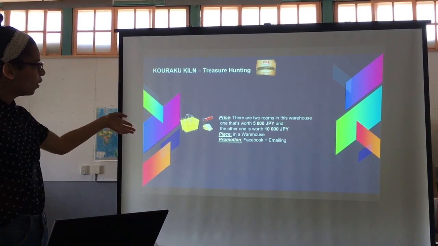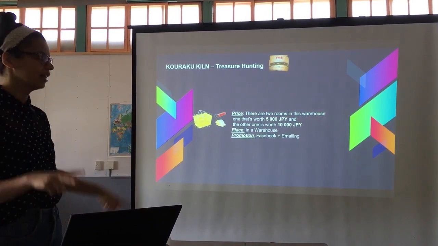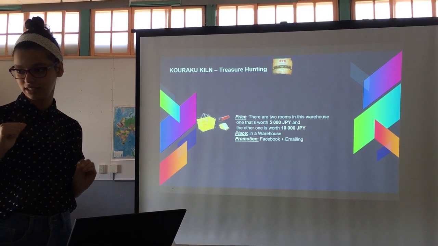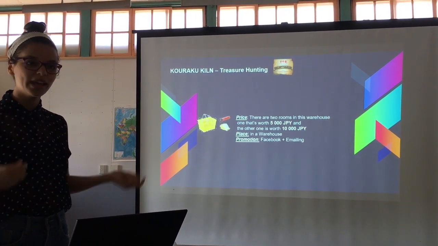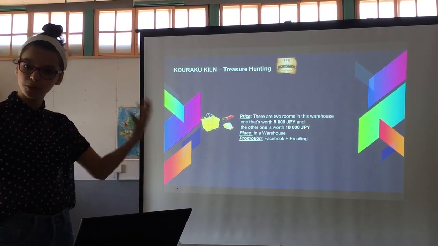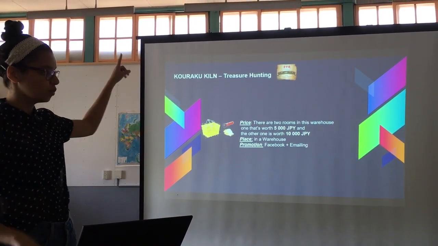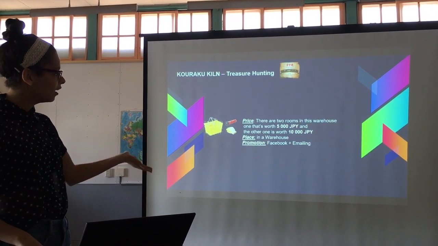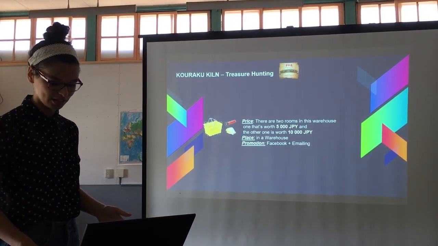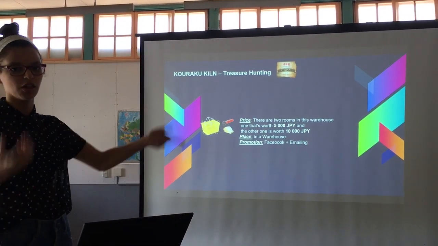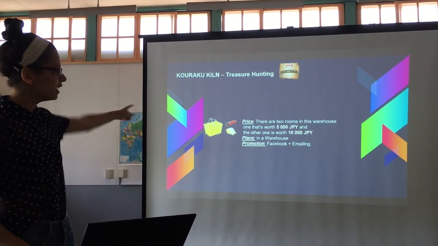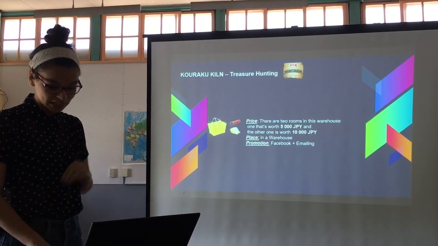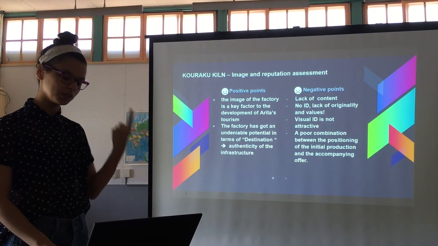Treasure hunting. We know that the treasure hunting goes in two ways. The idea is quite interesting because no other factory has this treasure hunting, and what we're trying to do is make out of this treasure hunting an attraction for people to come. There are two rooms in the warehouse, one that's worth 5,000 Japanese yen, and the other is worth 10,000 yen. It's because the factory is proud of these products, so the price is higher. The place is in the warehouse, which is there, and the promotion is only Facebook and emailing. That's the actual situation. We're trying to see the actual situation.